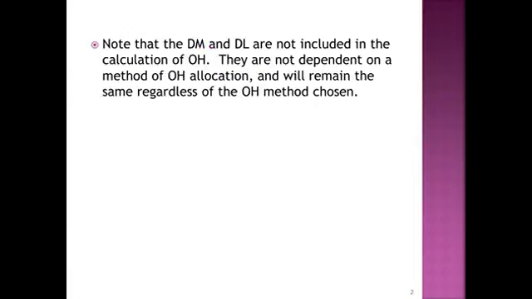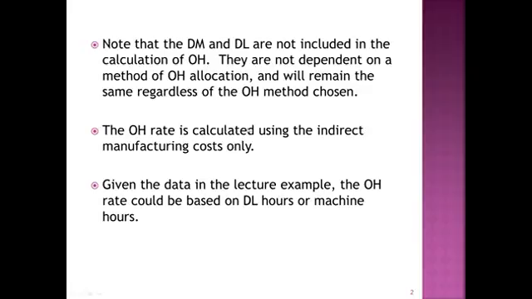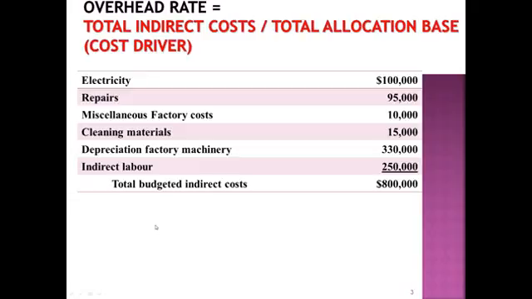Note that direct material and direct labour are not included in the calculation of overhead because they are not dependent on a method of overhead allocation and will remain the same regardless of the overhead method chosen. So just remember that direct material and direct labour are not overheads. Okay, they're costs in their own right. The overhead rate is calculated using the indirect manufacturing costs only. Given the data in that example, the overhead rate could be based on direct labour hours or direct machine hours. Okay, so let's look how we calculate this.